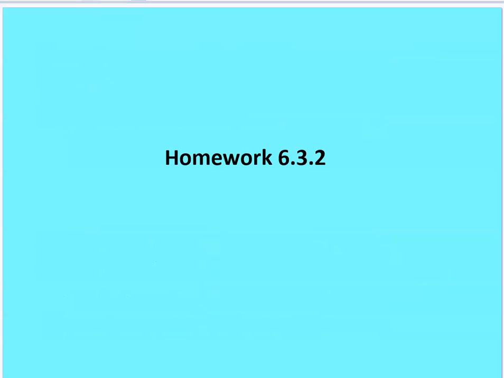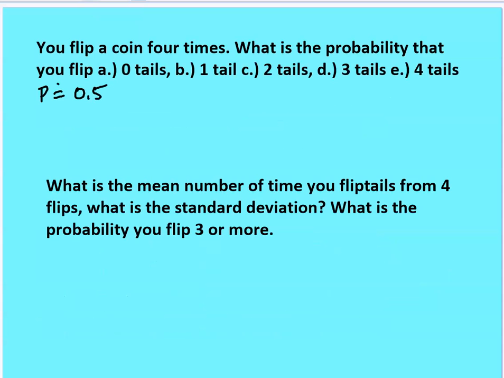So this brings us to homework 6.3.2. Flip a coin 4 times. What's the probability that you flip all these, which you've already done? What is the mean number of times you flip tails from 4 flips? What's the standard deviation? And what's the probability that you flip 3 or more? We're going to take that information that you've already developed and then find the probability that you flip 3 or more.